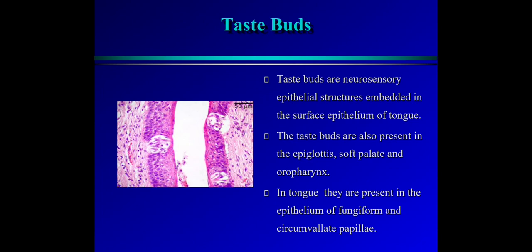In the tongue, they are present in the epithelium of the fungiform and the circumvallate papillae only. They are not present in the filiform papillae, and along with the tongue they are also present in the epiglottis, soft palate and the oropharynx. So these are the taste buds present here. These are present in the wall of the circumvallate papillae, and they may also be seen in the wall of the fungiform papillae.